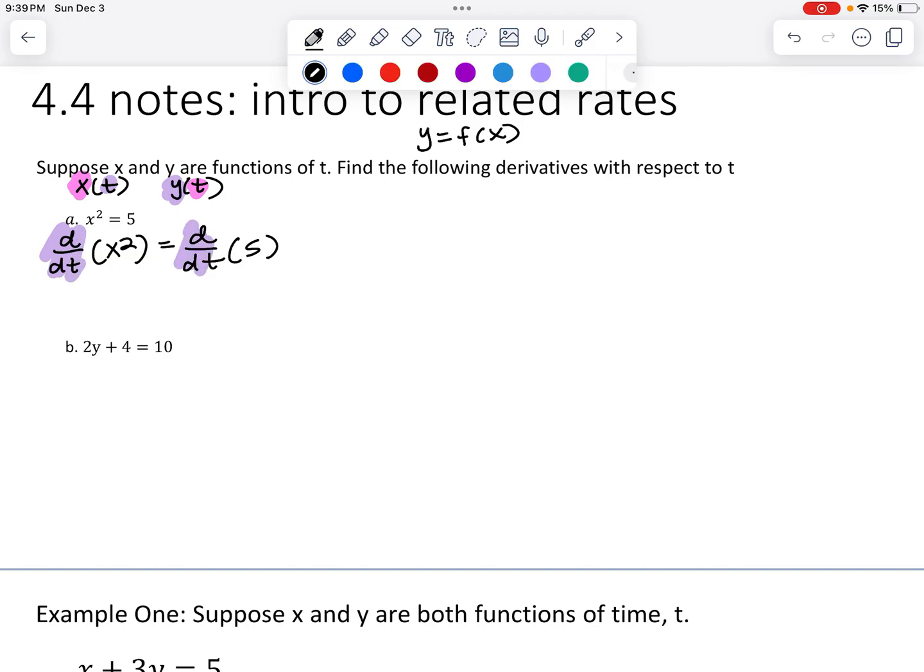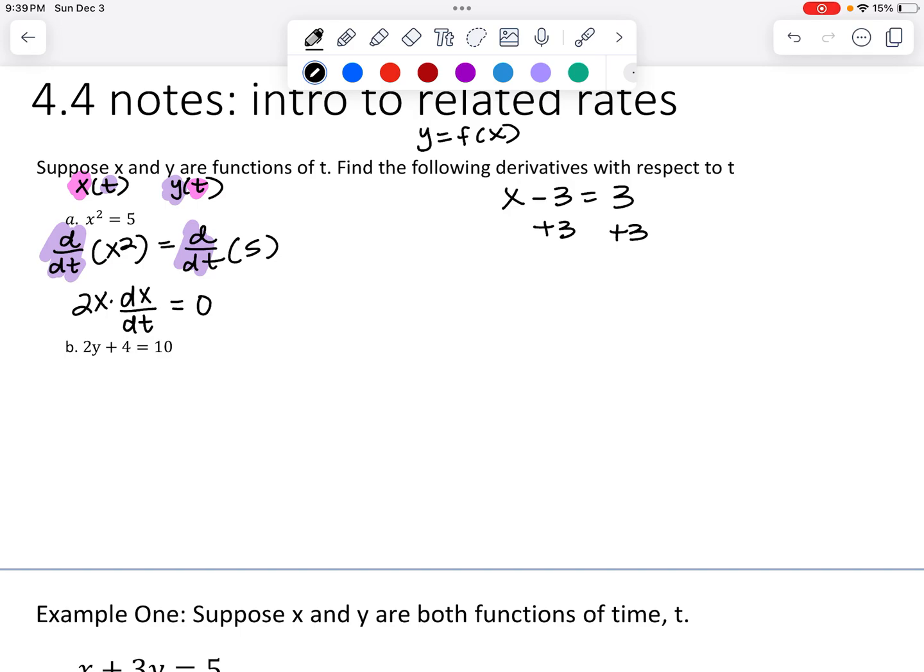It's kind of like if you were solving a linear equation, it would be the same as doing plus 3 on both sides. So the derivative of x squared is 2x, but because x is a function of t, I'm going to multiply it by dx dt, which was similar to what we were doing last unit when we multiplied by dy dx. And then the derivative of 5, well, there's no variable in there, so that would be 0. And we're not going to solve for dx dt, but that's what you would do for that problem.